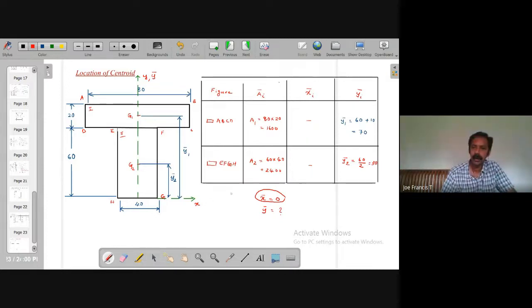So once you calculate y1 bar and y2 bar, you can calculate y bar. So y bar will be (A1 y1 bar plus A2 y2 bar) divided by (A1 plus A2). So you substitute all these values here and you will get y bar as 46. We get a value of 46, depending on the unit. If you take the units as millimeters, it is millimeters. Clear?